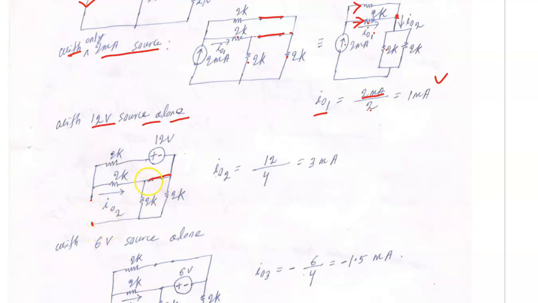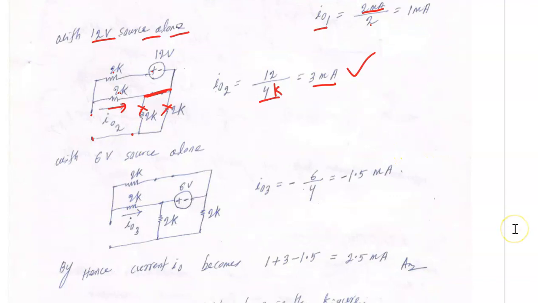So you can see easily that this is the same node, a simple single node. This side is open, so no current flows in these two resistors. So I0 will be 12 upon 2 plus 2 kilo, that is 4 kilo. So 12 upon 4 kilo, you get 3 milliampere. This is the current due to the 12 volt voltage source.